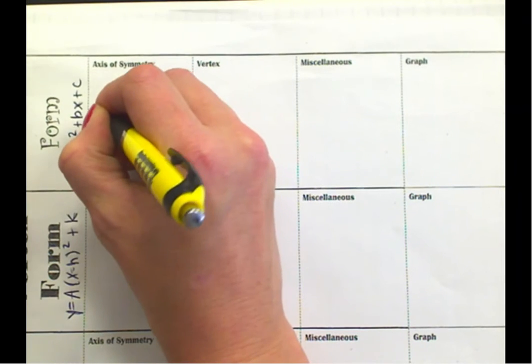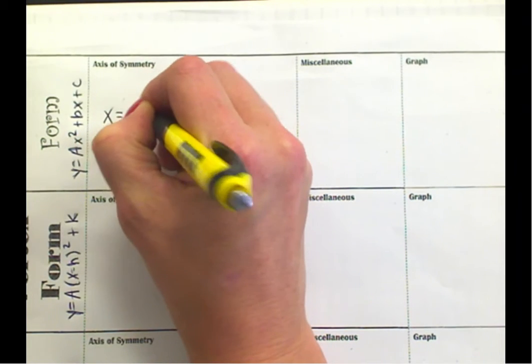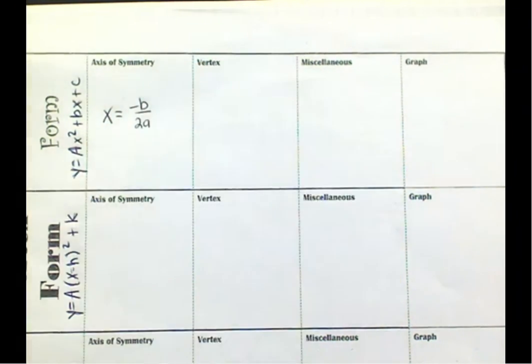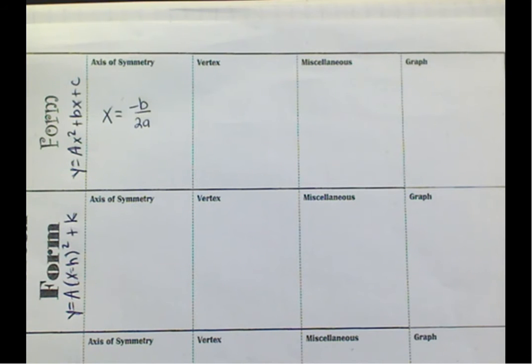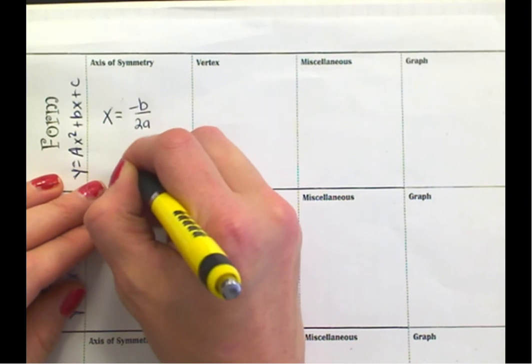Okay, so where is our axis of symmetry? That's a vocab. X equals negative b over 2a. We're trying to put all our formulas in one place so that you have one document to study from. Notice that this is actually the h value.